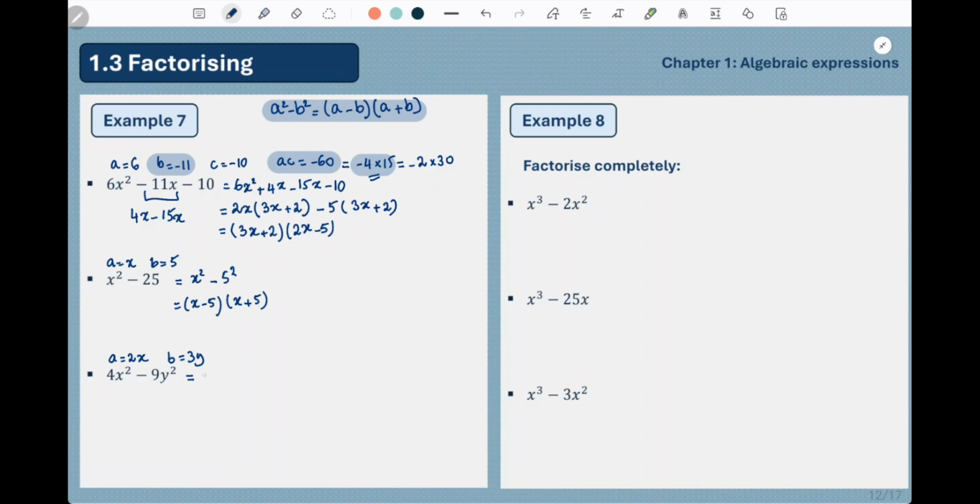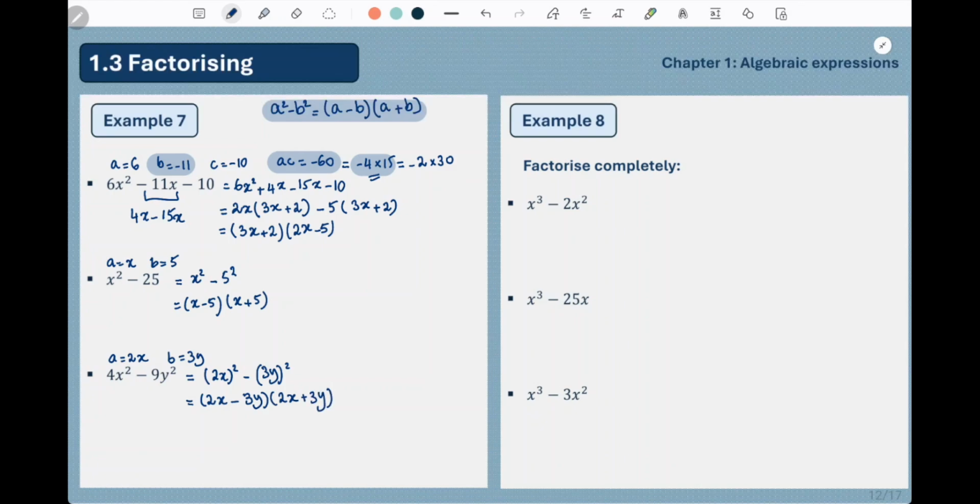So this one is 2x squared. I'm just writing it so you can clearly see it. This is a square, right? And now I can use the formula where 2x is my a and 3y is my b. And I get this. Perfecto.